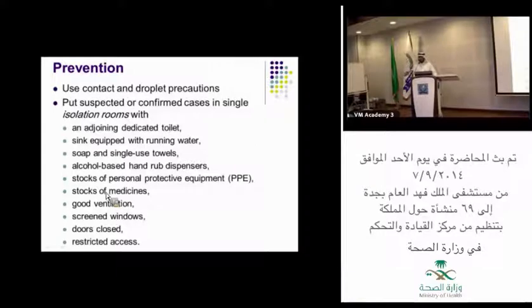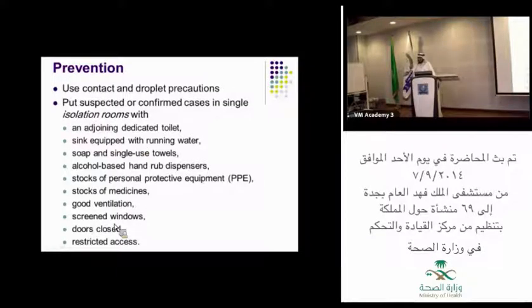So what do you do if you have a case of suspected Ebola? Where should we keep him? You should put them under contact and droplet precautions. And I suppose you know the difference between contact, droplet, and airborne precautions. So I'm not going to go into this. So you have to put the patient in a single room on his own. And this single room should have an adjoining dedicated toilet that is used by this patient alone. No staff, no other patient should use this toilet.